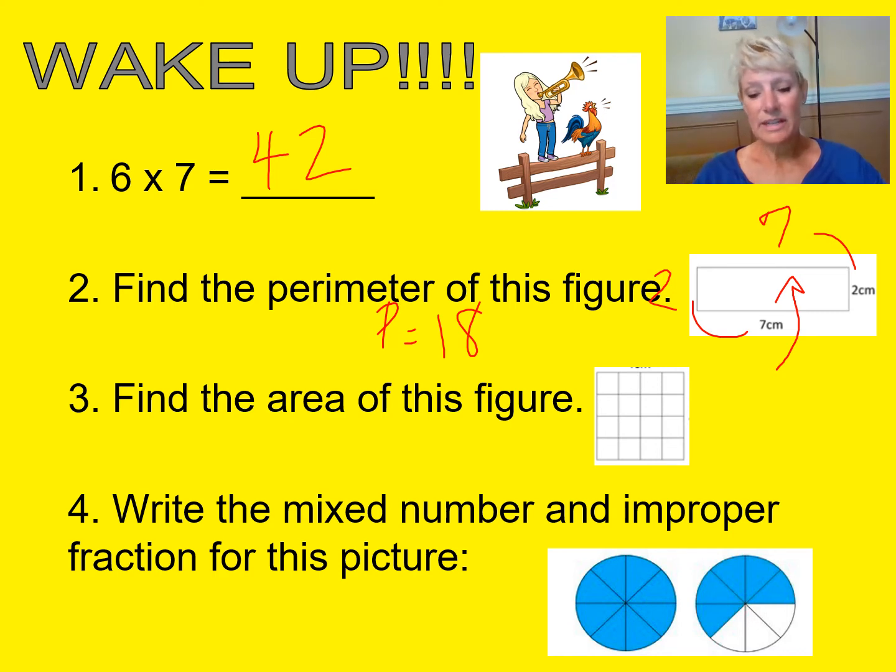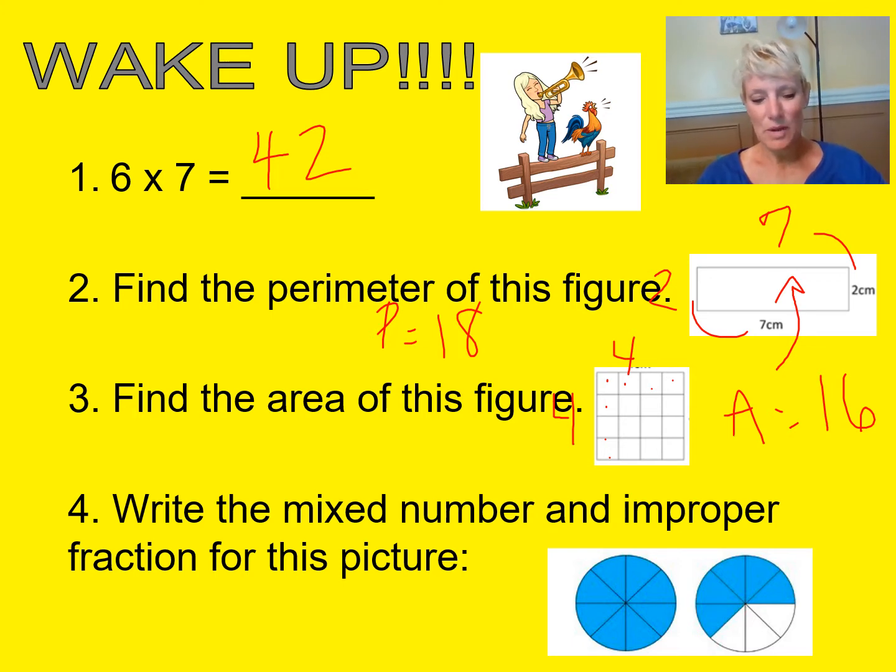The next one was finding area, and area is on the inside. So if you did this, you had 1, 2, 3, 4, you had 4 across, and you had 4 down. So you should have found that the area was 16 because you multiplied the 2 of those.